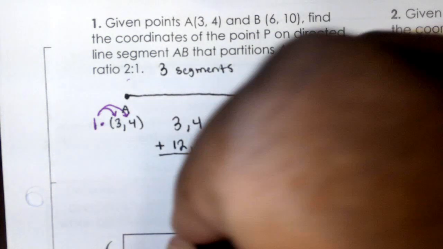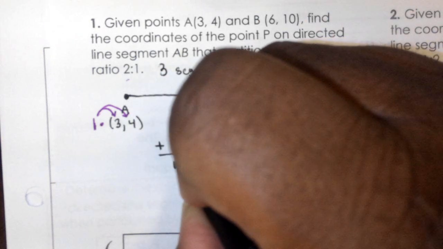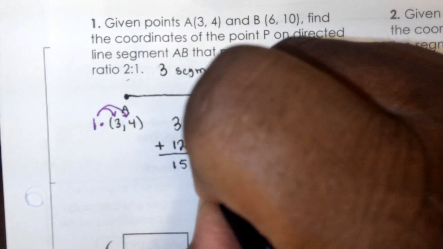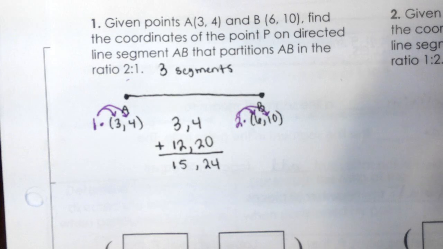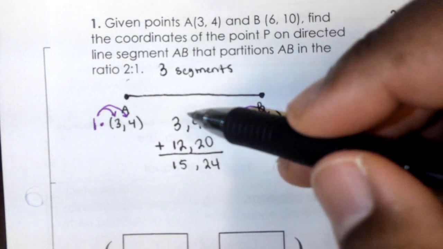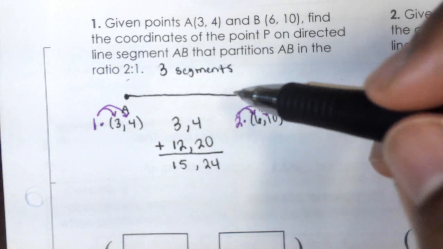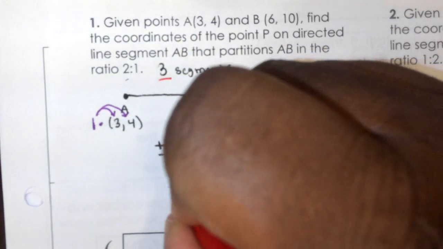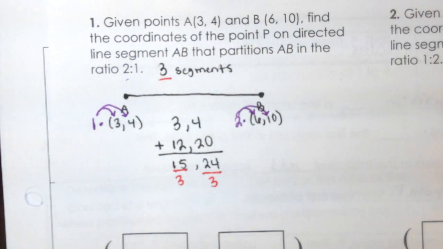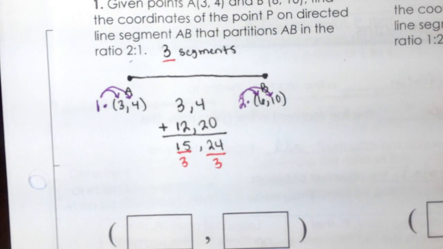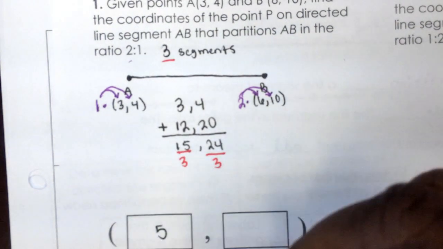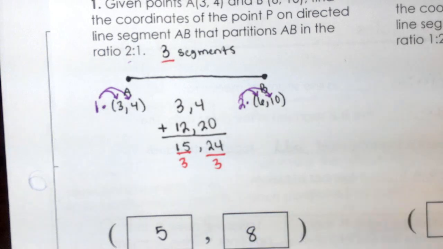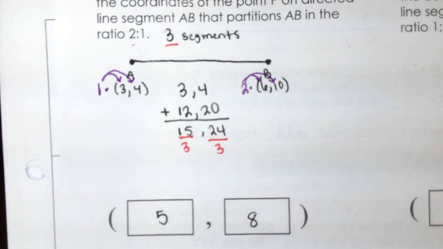So 3 plus 12 is 15. 4 plus 20 is 24. So my coordinates after I add it together is 15, 24. Last thing you need to do is divide by the total number of segments. So we're going to divide by 3. Both of them. 3 here, 3 here. 15 divided by 3 is 5. 24 divided by 3 is 8. That would be my partition point at 5, 8. If we want a graph, I would put a P at 5, 8. That would be my point of partition.